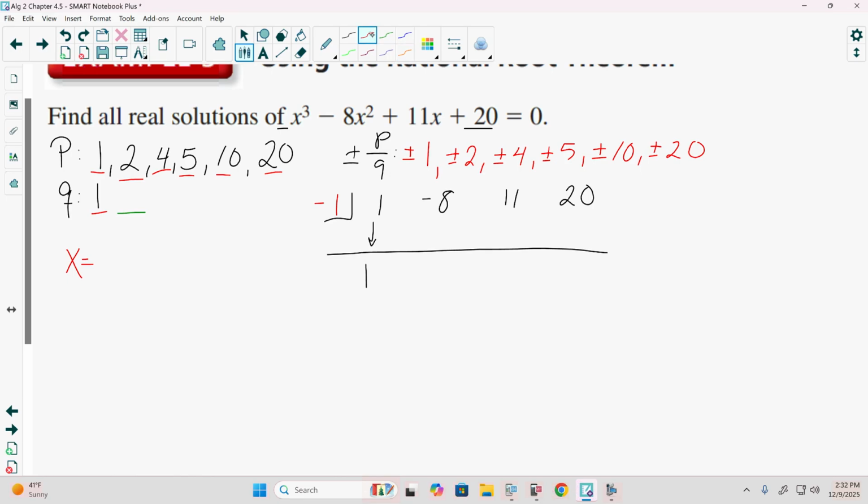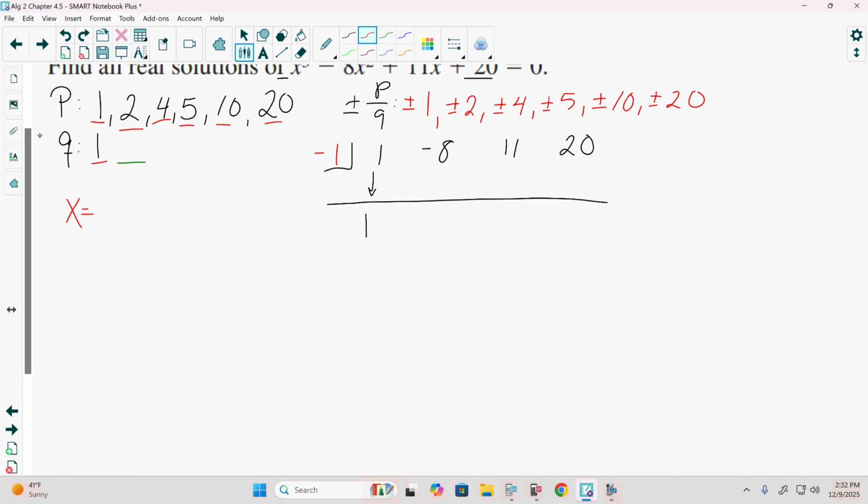You know what? Before we start graphing this, let's try negative 1. Negative 1 times 1 is negative 1. Negative 8 plus negative 1 is negative 9. Now we're going to multiply again. Negative 1 times negative 9 is positive 9. 11 plus 9 is 20. Negative 1 times 20 is negative 20, and 20 plus negative 20 is indeed 0.